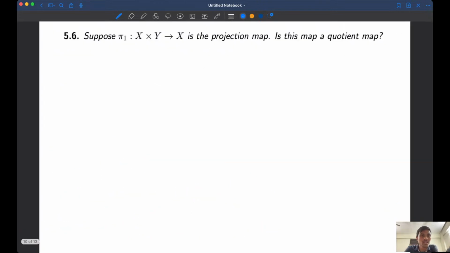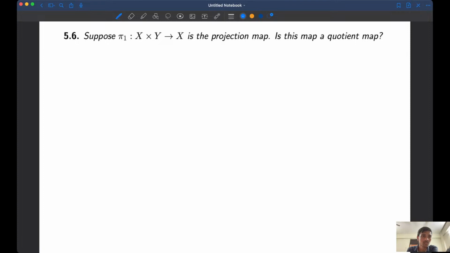So in this case, it is now about the quotient map. Suppose you have two topological spaces X and Y, and on X cross Y you give the product topology, and now consider the projection map. So you have the pair (x, y), just send it to x. So whether that map is a quotient map or not.